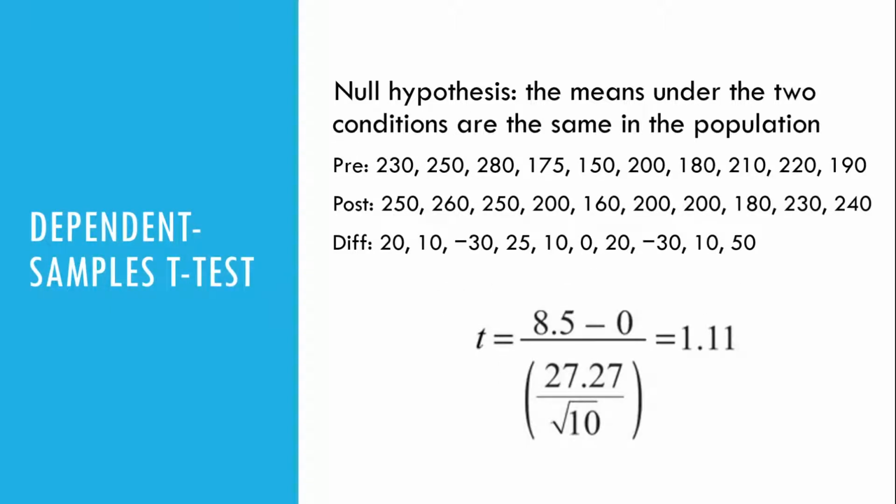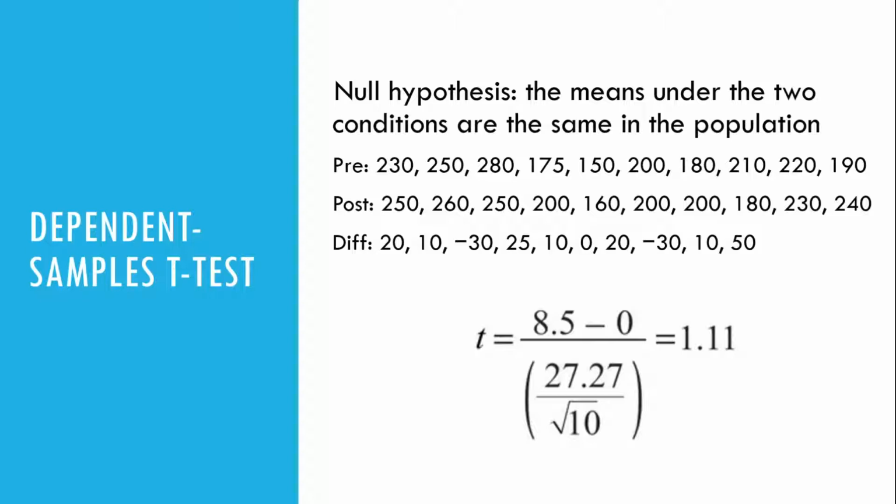The dependent samples t-test. The dependent samples t-test, sometimes called the paired samples t-test, is used to compare two means for the same sample tested at two different times or under two different conditions. This comparison is appropriate for pre-test post-test designs or within-subjects experiments. The null hypothesis is that the means at the two times or under the two conditions are the same in the population. The alternative hypothesis is that they're not the same.